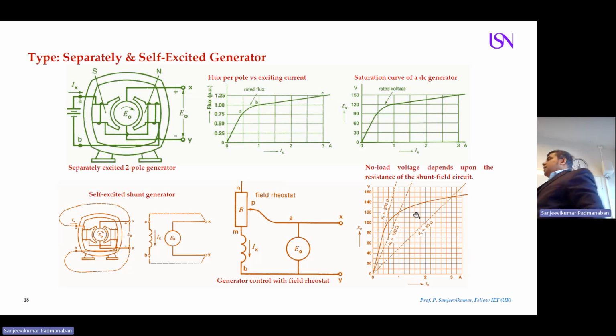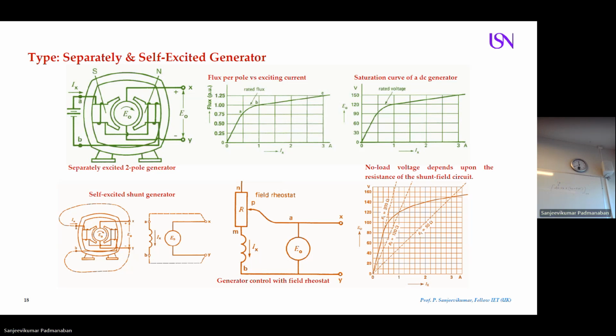So the resistance plays a critical role on excitation current and your output voltage. Have a look here. If you have a maximum resistance, you are shifting the current very little and you are reaching the maximum generated voltage. So the resistance has a significant effect. If you have more resistors, you get greater voltage with minimum excitation current. This is the observation of the open circuit characteristics you observe for a self-excited generator.